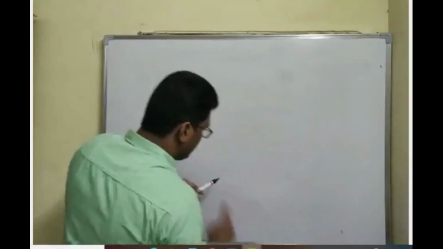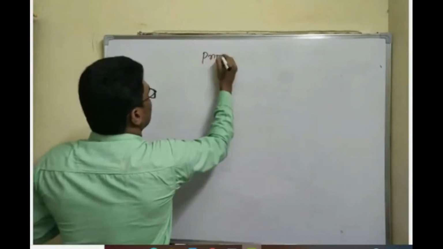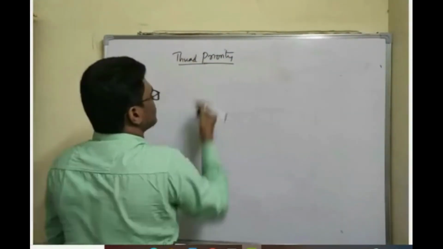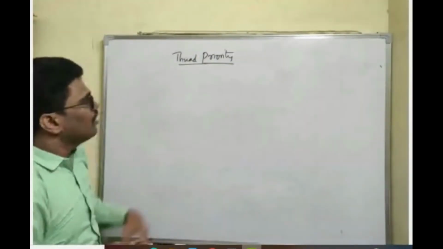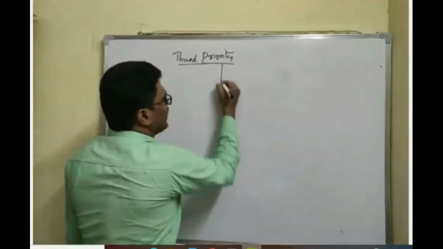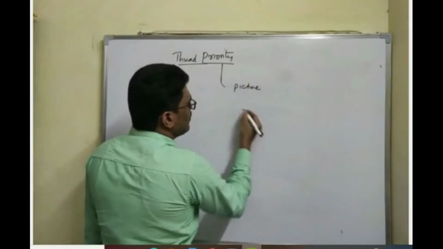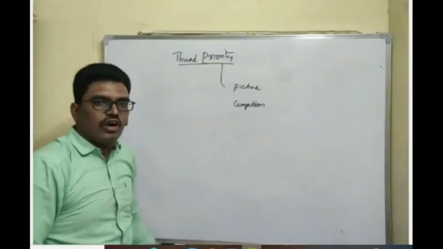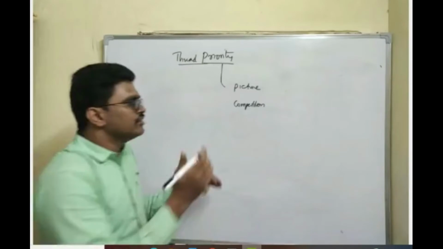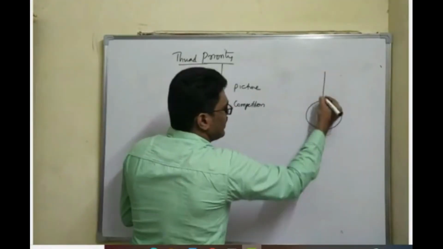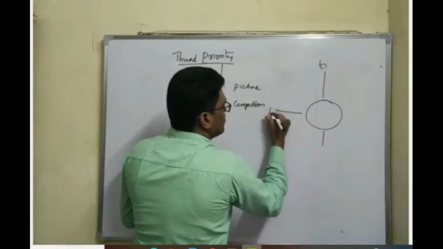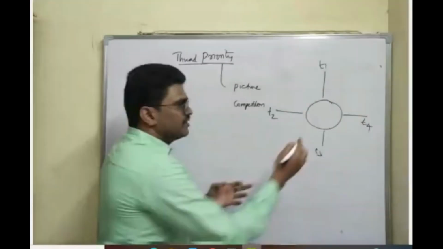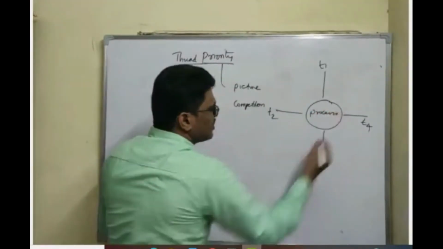So that is a little important: priority of threads. Thread priority, or thread priorities. So what is this priority? When will priority come into the picture? Whenever there is a competition for something, only then will priority come. Suppose there is a processor and there are different threads, T1, T2, T3, T4. They are waiting for the processor to give a chance for getting executed.